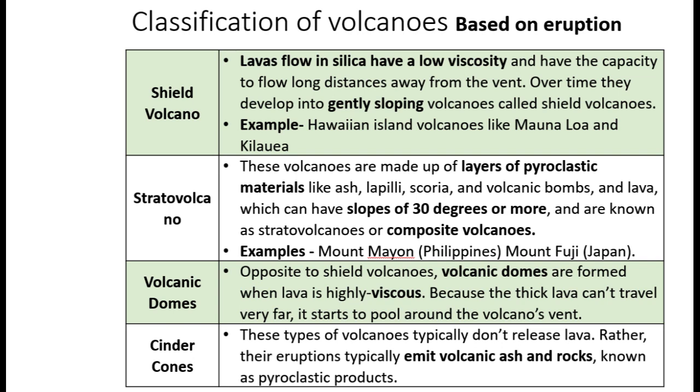Volcanic domes. Opposite to shield volcanoes, volcanic domes are formed when lava is highly viscous. Because the thick lava can't travel very far, it starts to pool around the volcano's vent. Cinder cones. These types of volcanoes typically don't release lava. Rather, their eruptions typically emit volcanic ash and rocks, known as pyroclastic products.